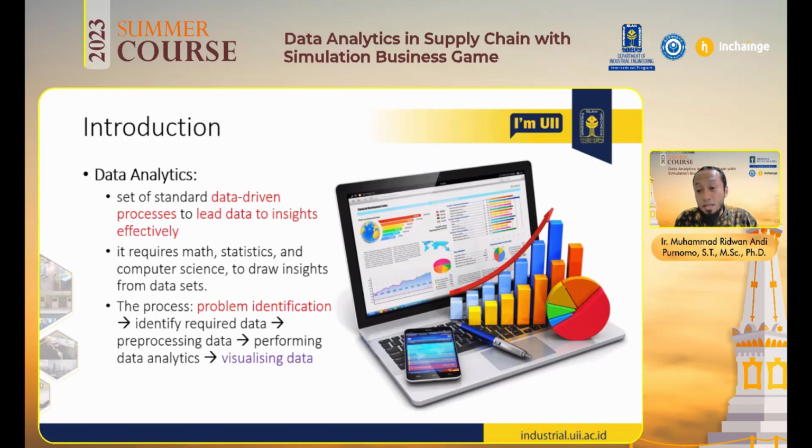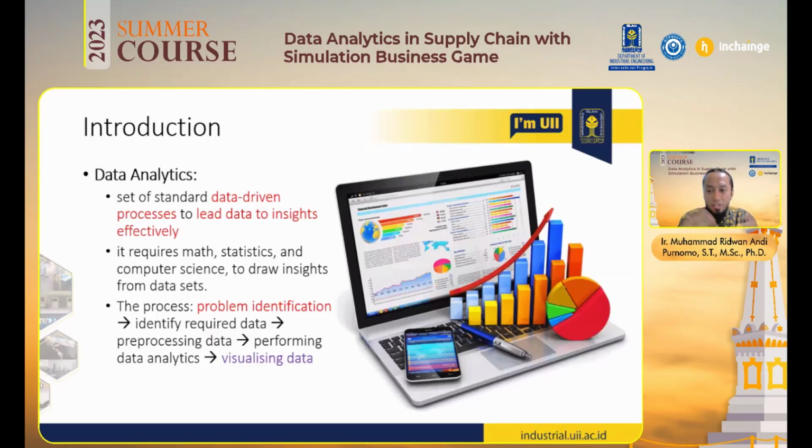So the next challenge is how to choose what kind of method will be implemented in order to get insight effectively. That's why it requires mathematics knowledge, and also statistics, because sometimes we try to identify the behavior of the system based on the pattern of the data generated by the system. So of course, we need to implement statistical methods to identify the pattern of the data, and also computer science, because sometimes we need to do programming, coding.